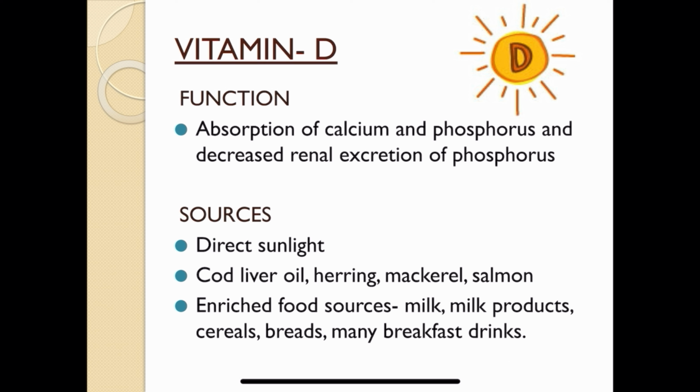Then we have vitamin D. Its function is in the absorption of calcium and phosphorus and decreased renal excretion of phosphorus. The sources of vitamin D are direct sunlight, cod liver oil, herring, mackerel, salmon, and enriched food sources like milk, milk products, cereals, breads, and many breakfast drinks.